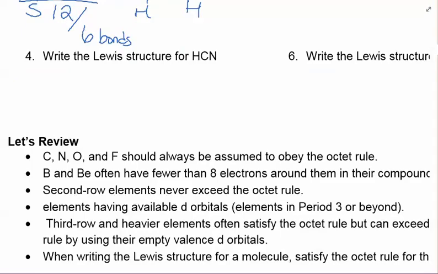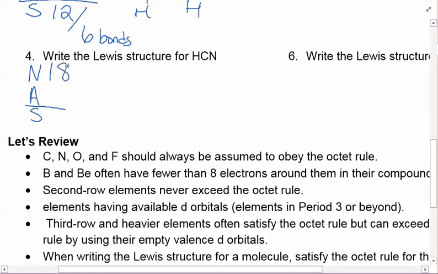Next, we're going to take a look at HCN. So we have N, A, and S. So hydrogen, again, follows the duet rule, which would need 2 electrons. The carbon and the nitrogen would both have 8, so that would give us a total of 18 needed electrons. We have available to us 1 from the hydrogen, 4 from the carbon, and 5 from the nitrogen, which would give us a total of 10. This would result in 8 shared electrons. When we divide that by 2, it would be 4 bonds.